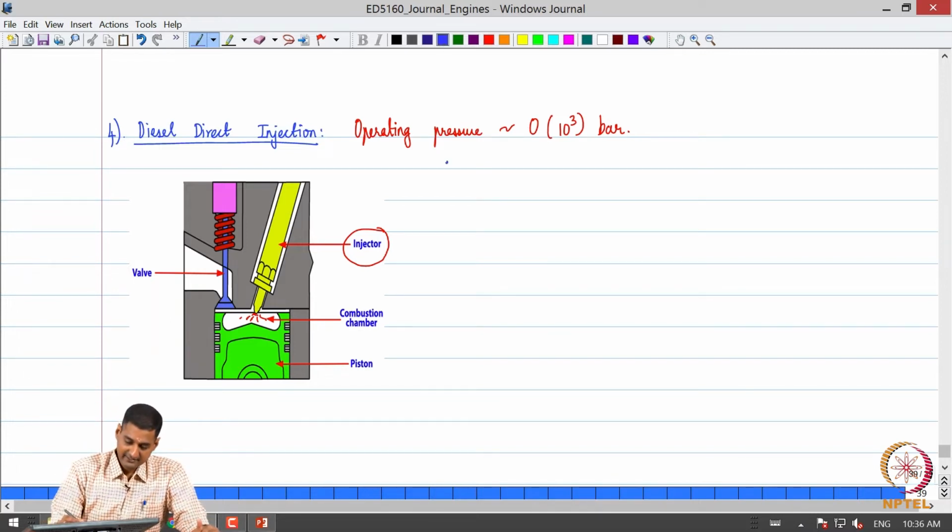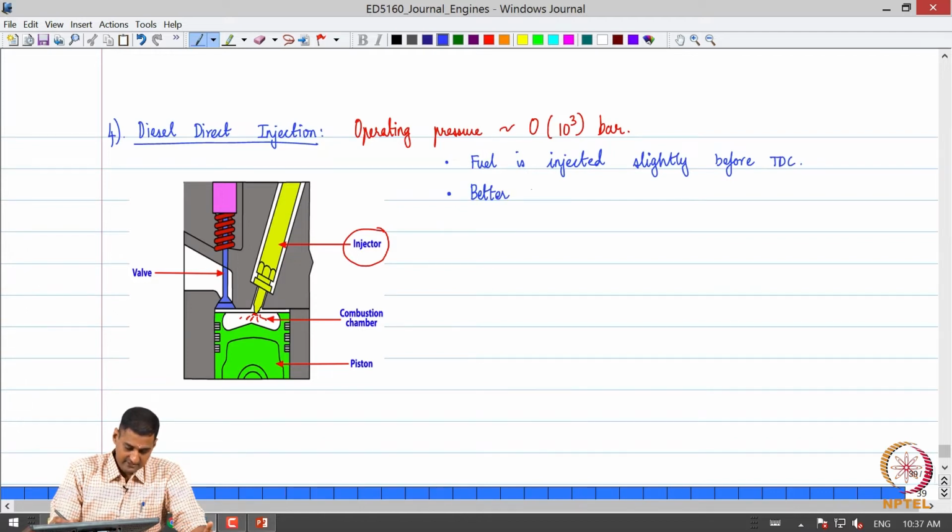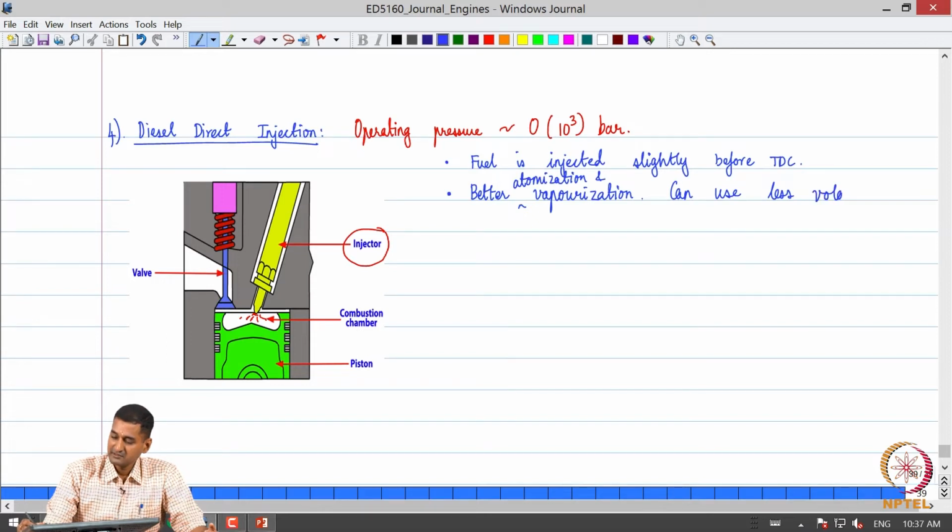So, we can observe that fuel is injected slightly before TDC, as we have already discussed in the previous class when we discussed the combustion process in CI engines, and we have better atomization and vaporization, of course, and can use less volatile fuels such as diesel, right.